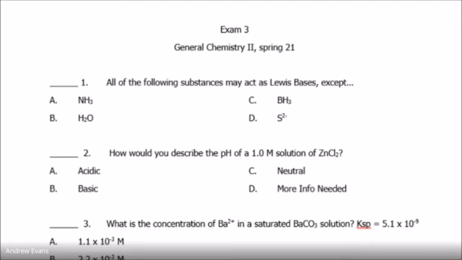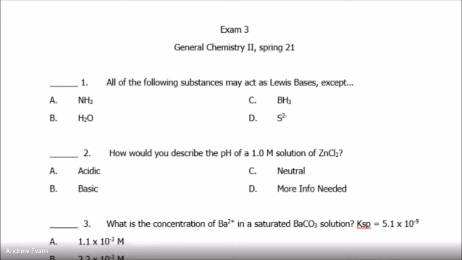Now, ammonia, NH3, has a lone pair. Water, H2O, has 2 lone pairs. S2 minus has 4 lone pairs. The only molecule without lone pairs is BH3, which has below an octet and no lone pairs. BH3 would be a Lewis acid, but not a Lewis base.